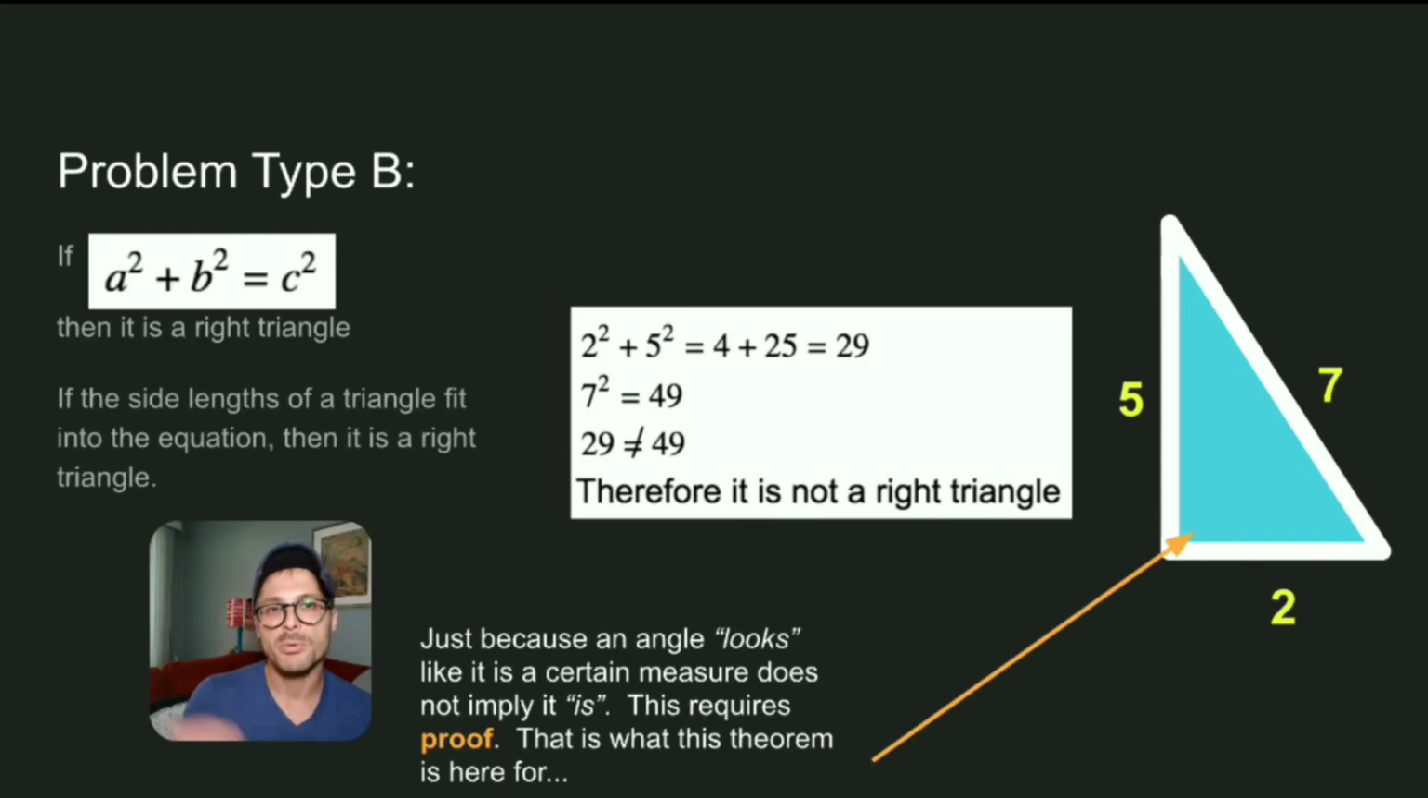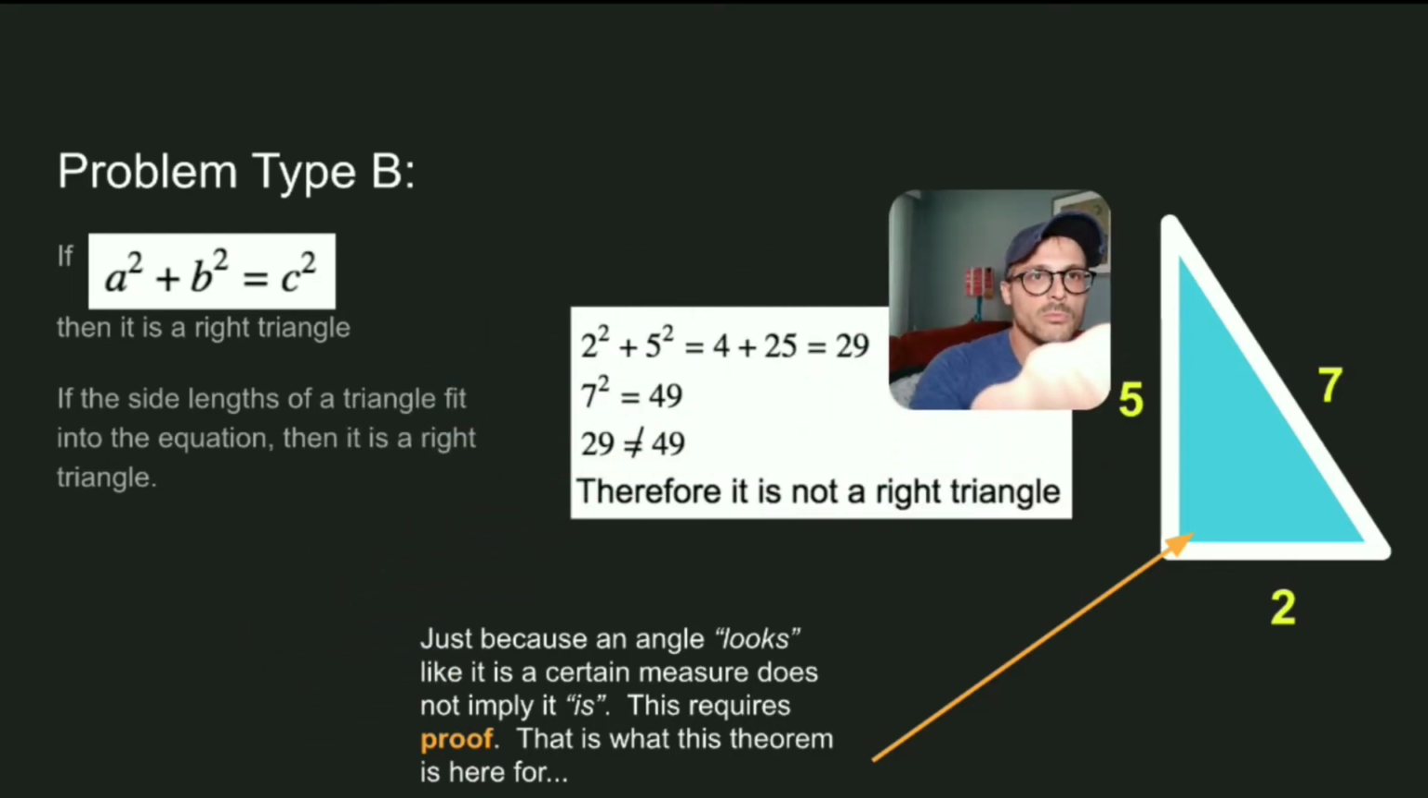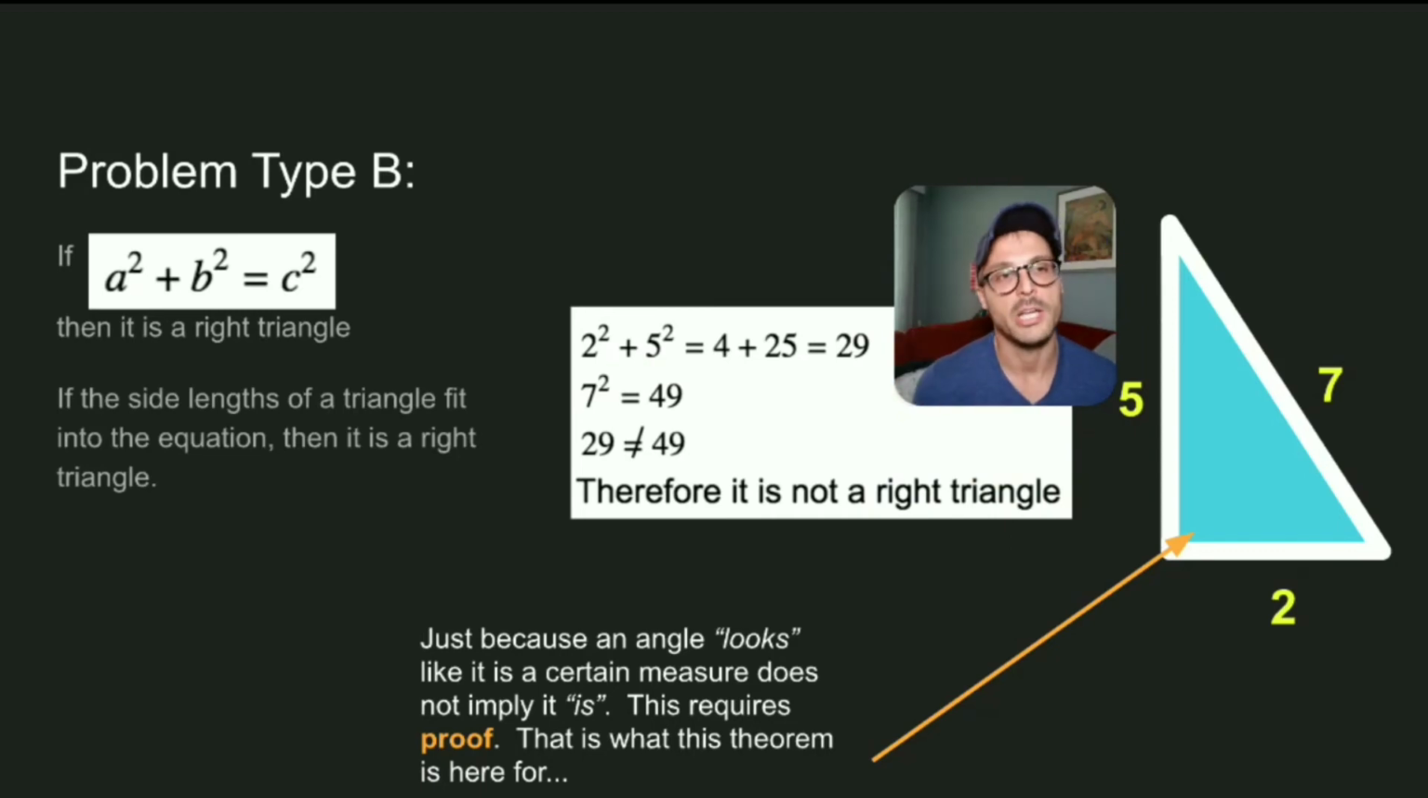A type B problem is a little less common. It's basically if a squared plus b squared equals c squared. So if we have a triangle and they meet those conditions, then we can conclude that it's a right triangle. So if we look at our example over here, we've got this thing that seemingly looks like a right triangle. We plug in the values over here.